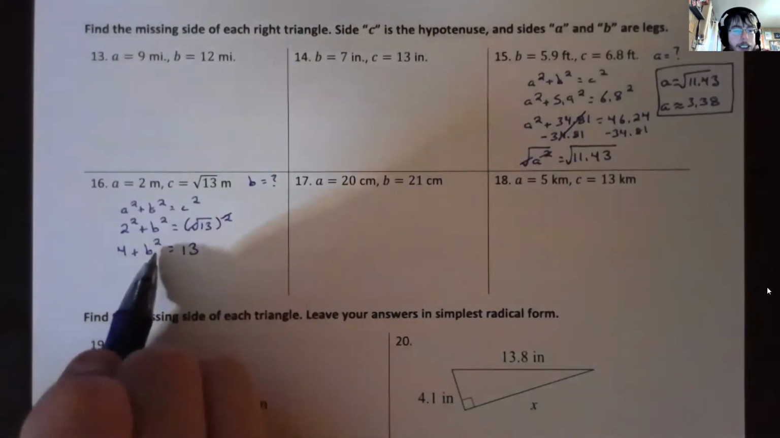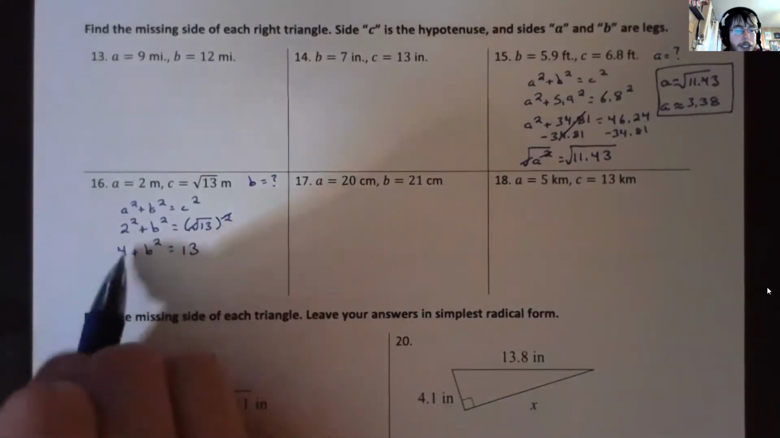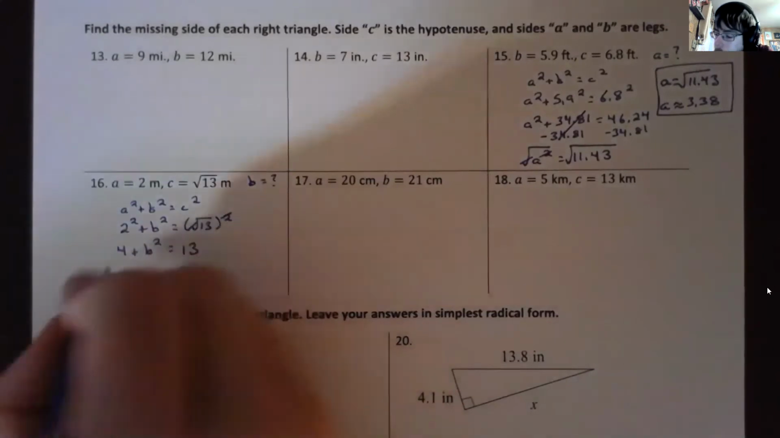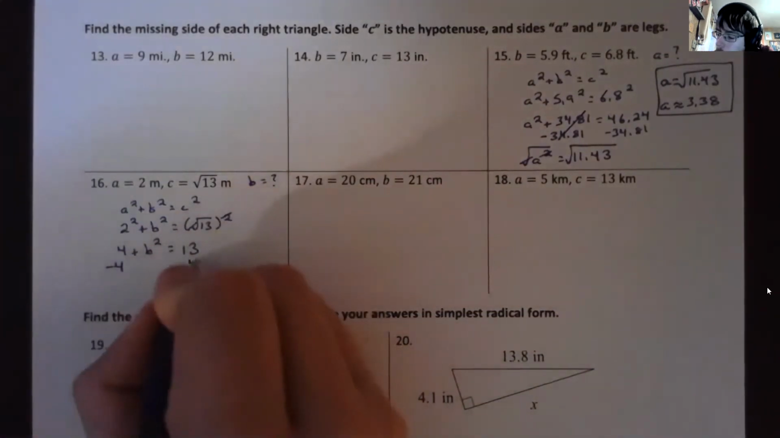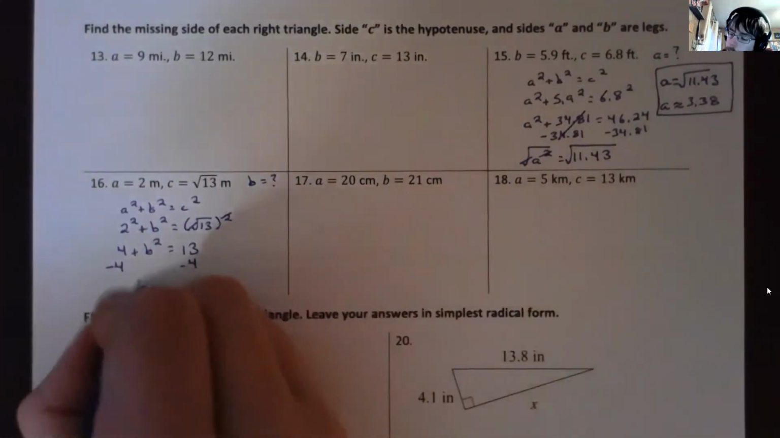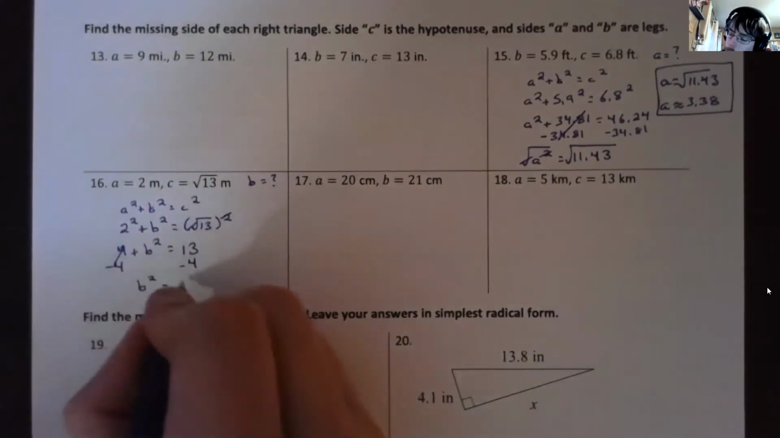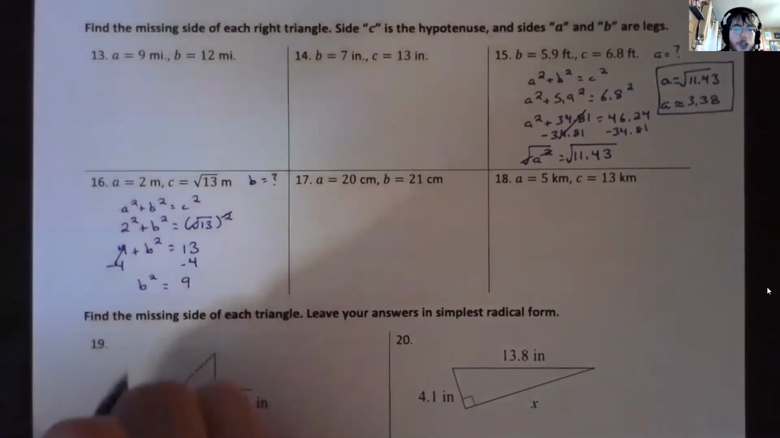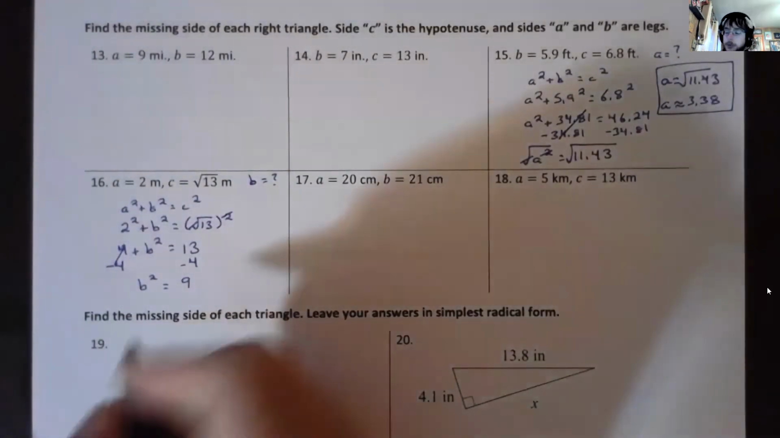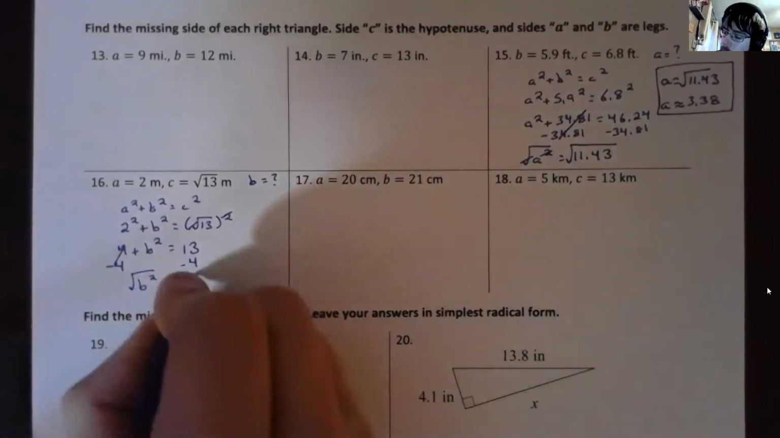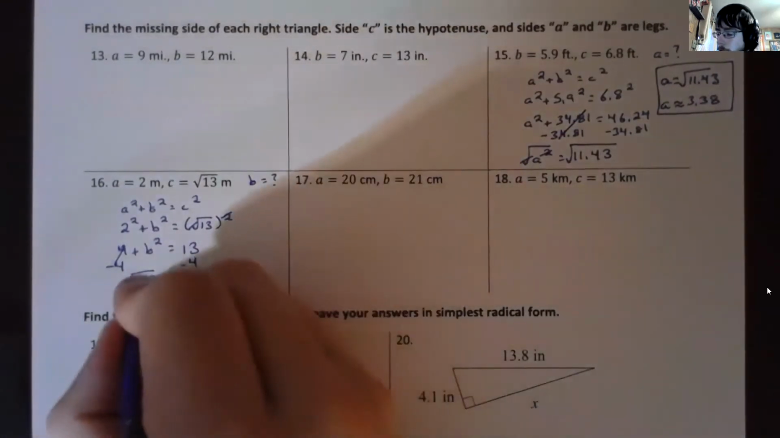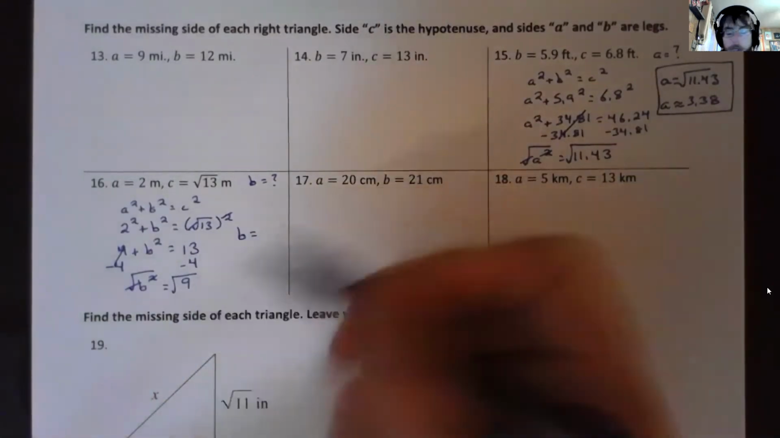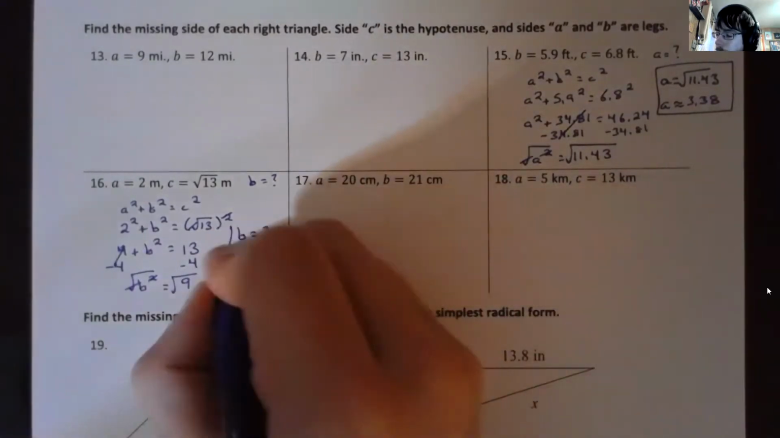Well, B squared needs to be by itself on the left side, so we need to get rid of this 4, where it has a positive sign. To get rid of it, we subtract 4 from both sides. This gives us B squared equals 9. We have to cancel out the squared, and the opposite of a square is a square root. Square root both sides, and this leaves you with B equals the square root of 9, which is 3.